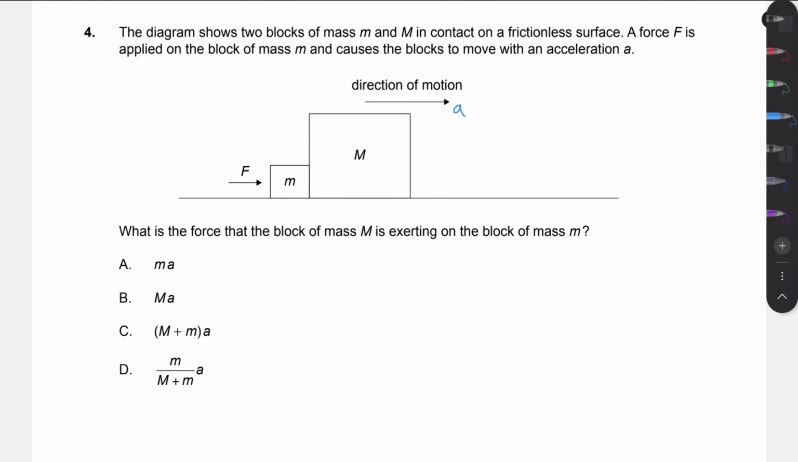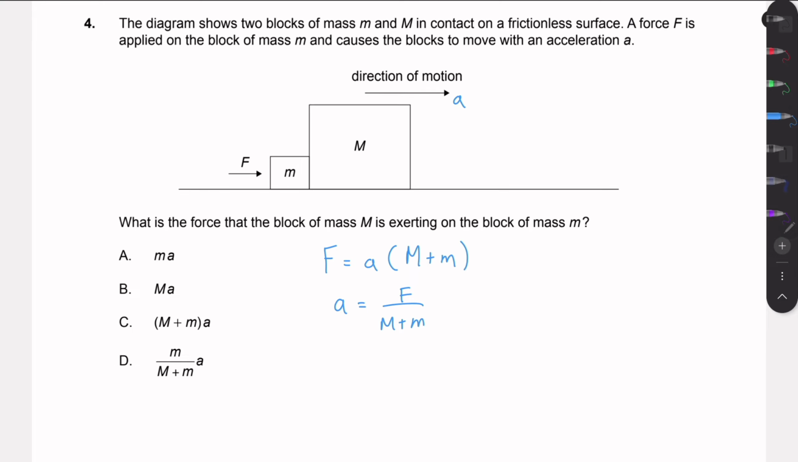So we know that the net force is going to be the acceleration times our total mass, like this. So our acceleration is just F over m plus M. This isn't really necessary for this question, as if the whole system is moving with an acceleration a, it means that all components of the system are also moving with an acceleration a. So if this block M is moving with an acceleration a, and it has a mass of M, then the force pushing this big block is just a times big M.